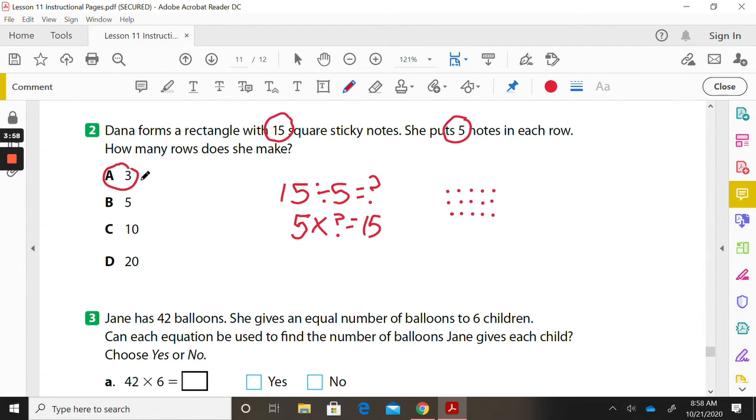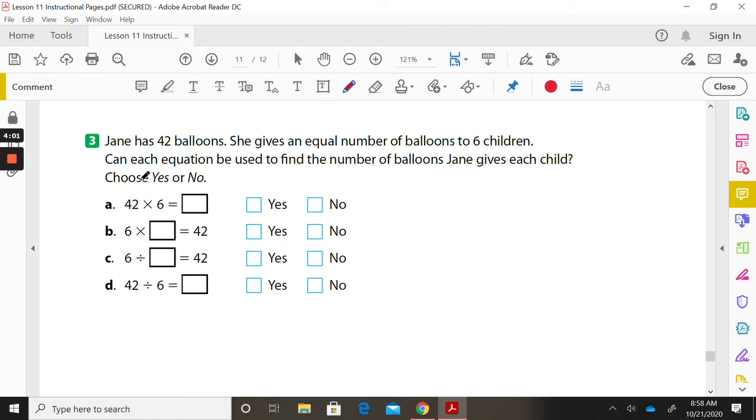Number 3, Jane has 42 balloons. She gives an equal number of balloons to 6 children. Can each equation be used to find the number of balloons Jane gives each child? So in this question, they're not necessarily asking us to solve it. They're not asking us for an answer. They're asking us to choose yes or no if we can use this equation to find out the number of balloons Jane gives each child. So let's evaluate each equation.